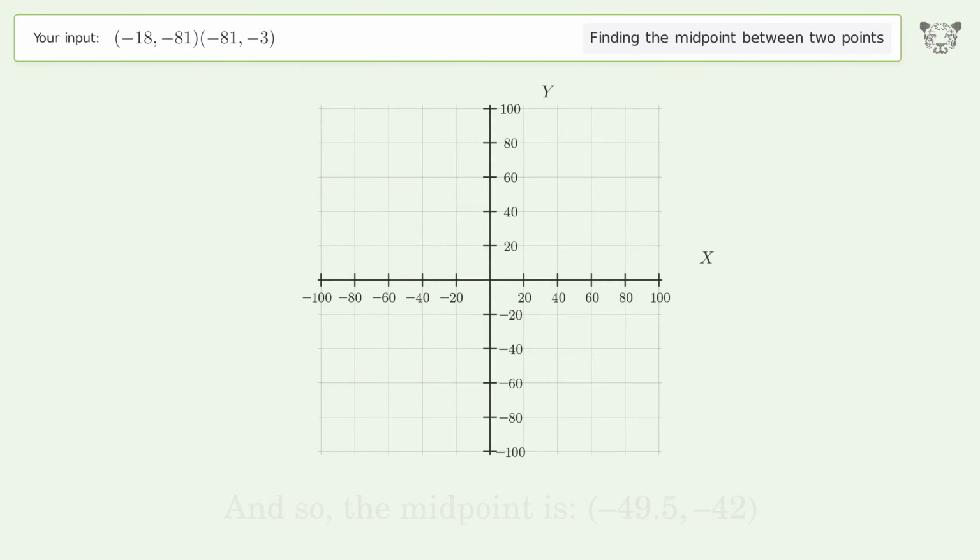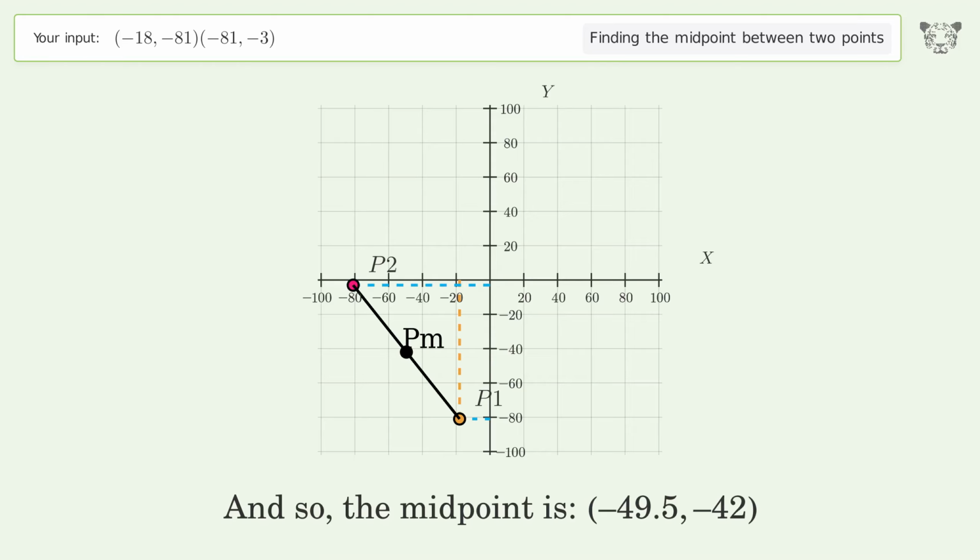And so, the midpoint is negative 49.5, negative 42.